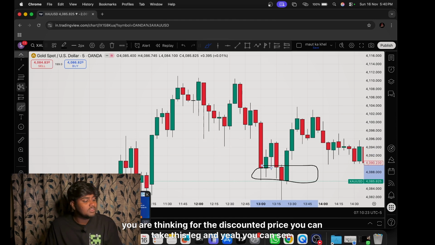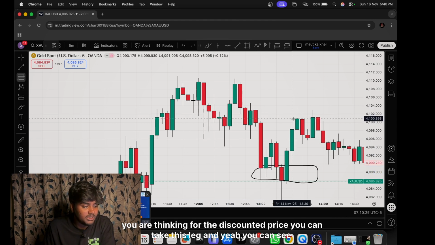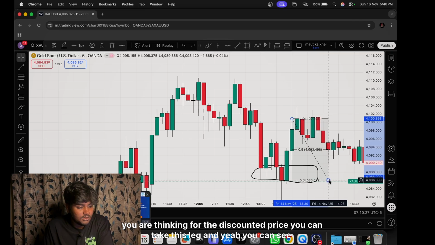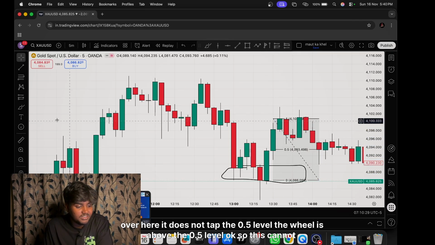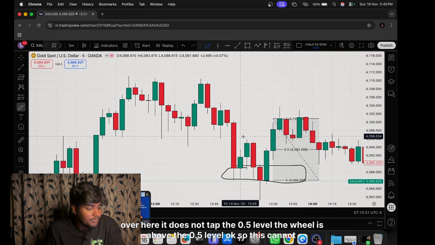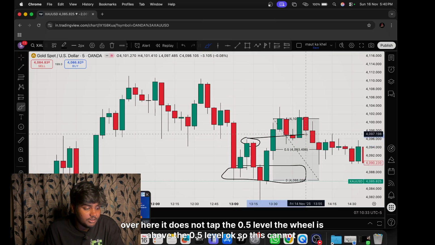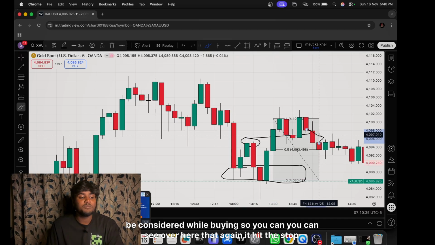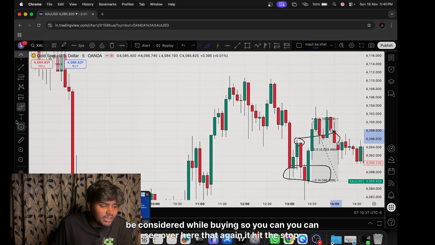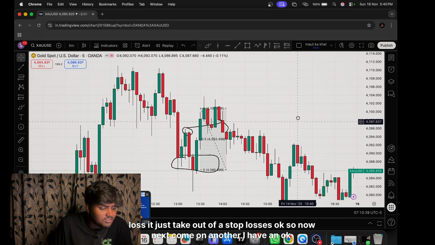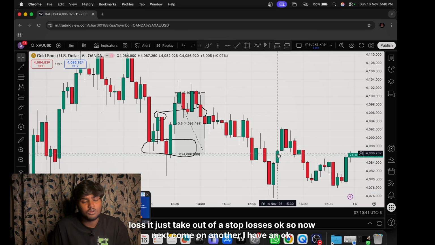Now, if you are thinking of the discounted price, you can take this leg, and you can see over here it doesn't tap the 0.5 level. The wick is above the 0.5 level. So this cannot be considered while buying. You can see over here that again it hit the stop loss. It just took out our stop losses.